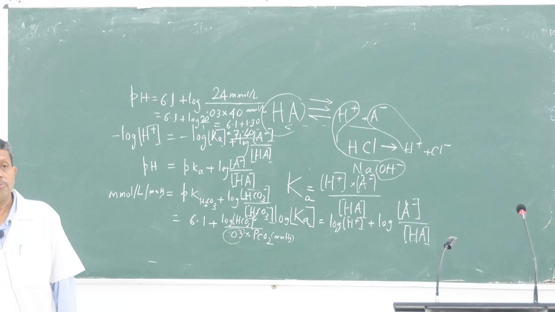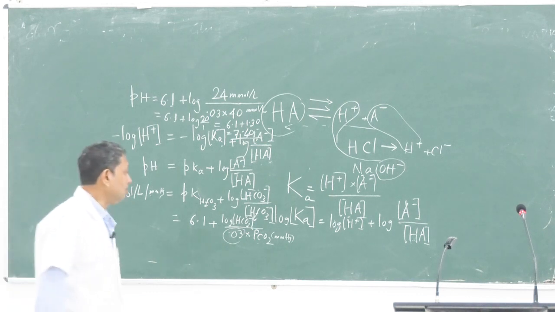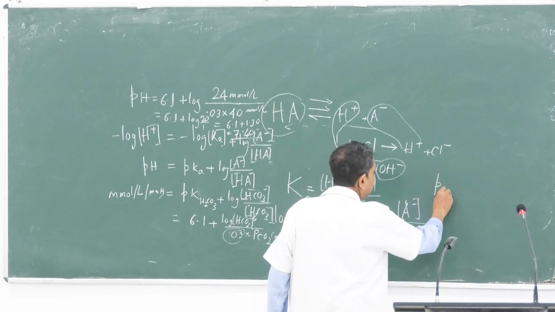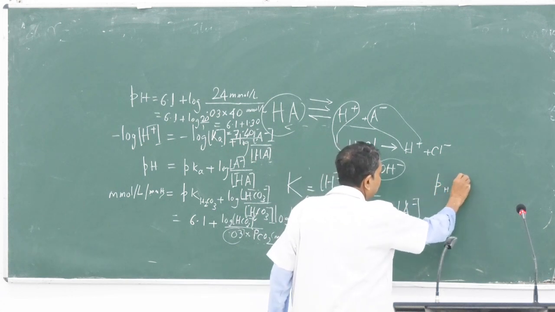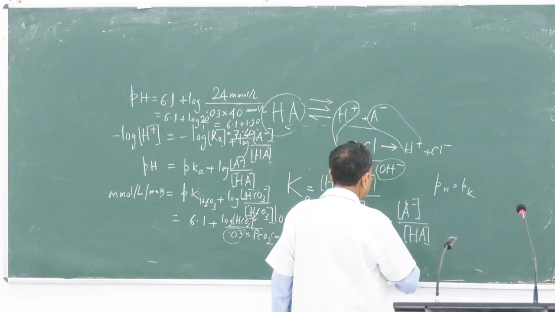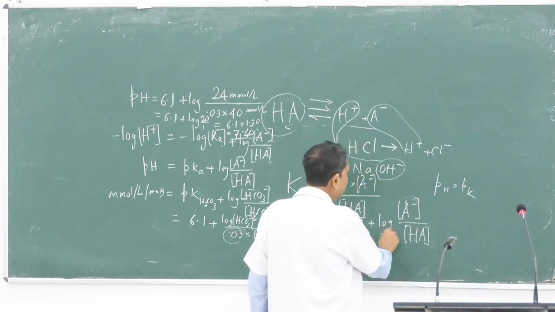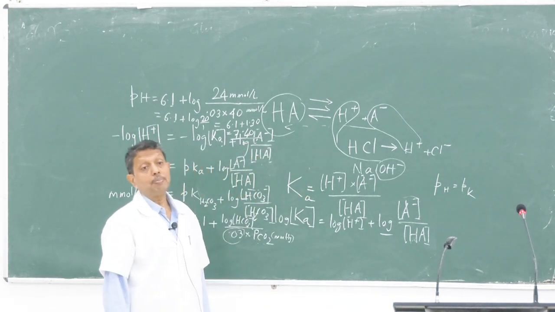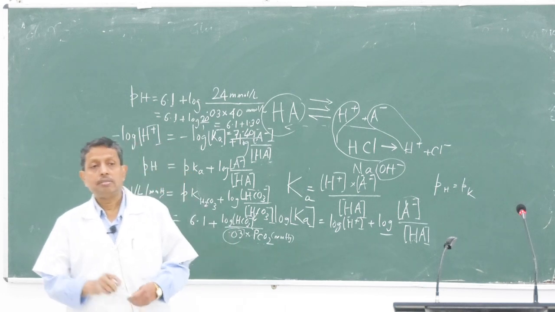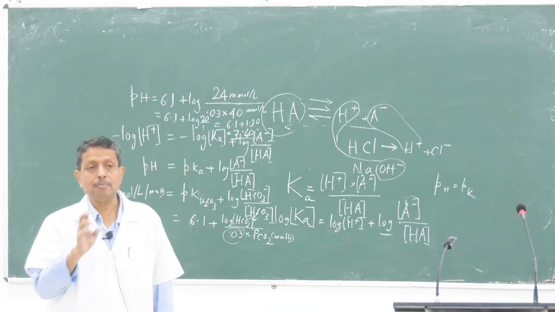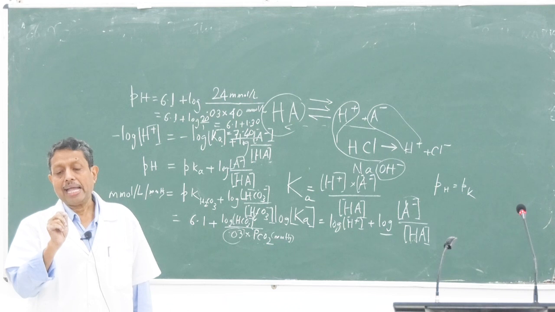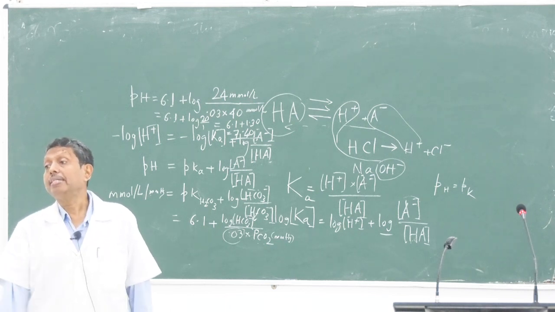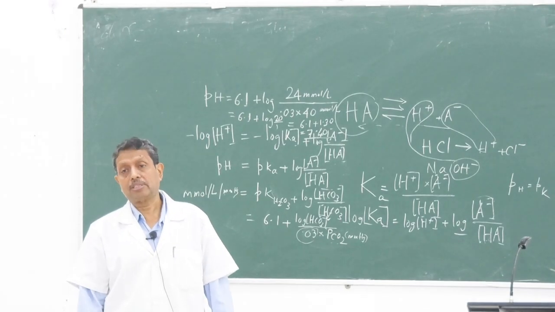Log 1 is 0. And in that condition, the pH is equal to the pK. As these are equal, this part becomes 0. And it has been seen that the buffering capacity is maximum at the pH that is equivalent to the pKa, the buffer constant.